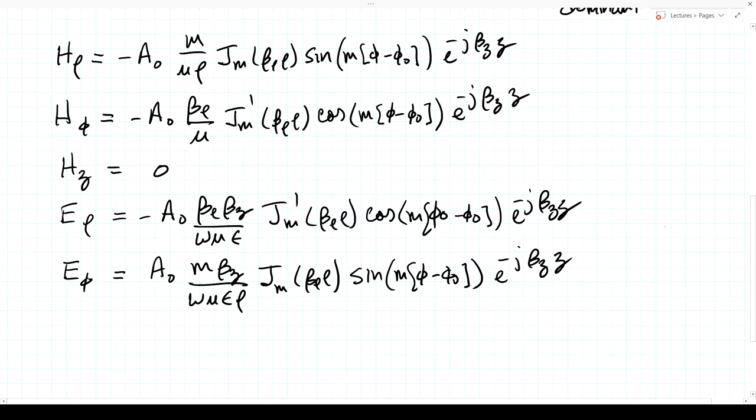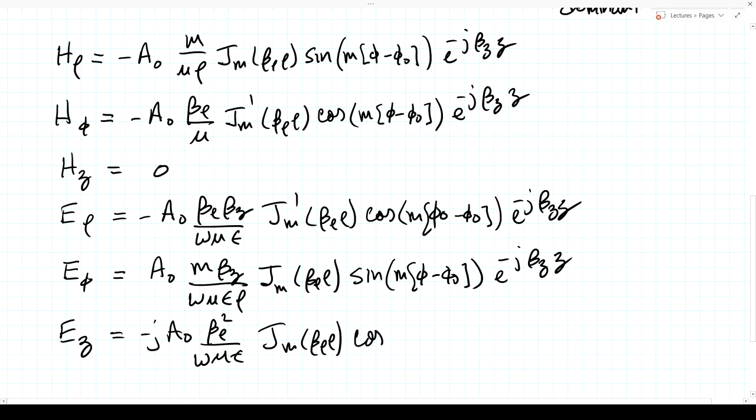And finally, Ez is minus j A0 beta rho squared over omega mu epsilon, J_M(beta rho rho), cosine factor, and the z phase factor.